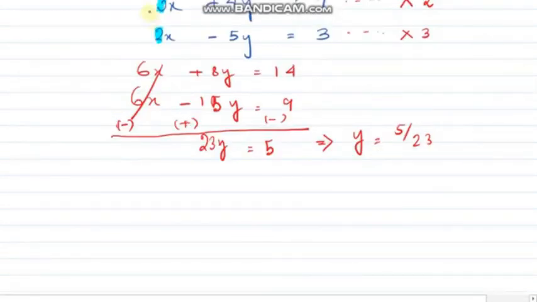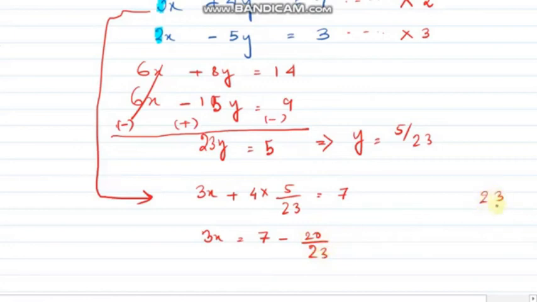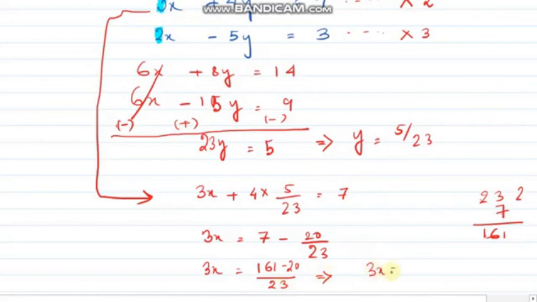If I put y = 5/23 in the first equation, I get 3x + 4 × 5/23 = 7. So 3x = 7 - 20/23. Now what is 23 into 7? 7 threes are 21, 2, 14 plus 2, 16. So 3x = (161 - 20)/23. Hence 3x = 141/23.